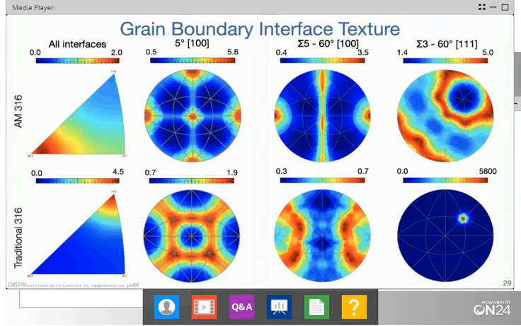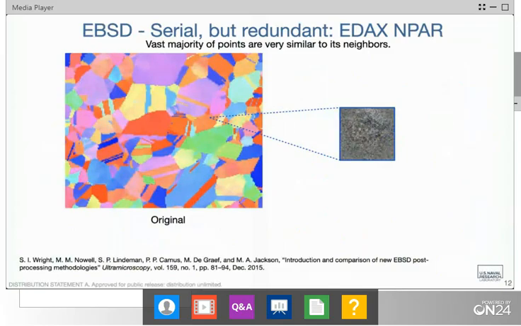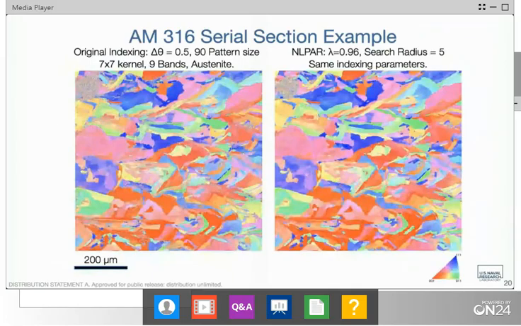Let's see if I can scroll back here to my example of my 2 AM data sets. Not that one. So I'm not sure if you can zoom in enough on these images, and I can certainly, I think the PDF is included or will be included with this. But if you take a look, you can see a lot of these subgrain formations within these grains, these slight changes in color in the IPF maps. And what we see happening with the NLPAR processing is that where some of those boundaries are a little bit fuzzy before, they actually become a lot sharper.